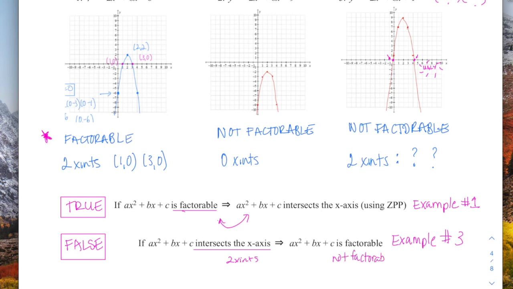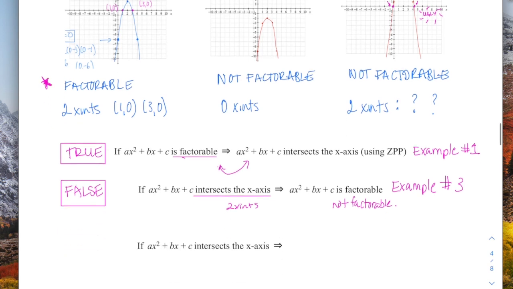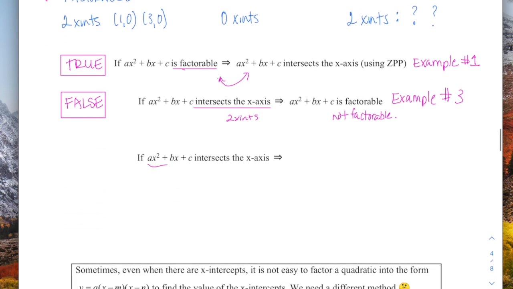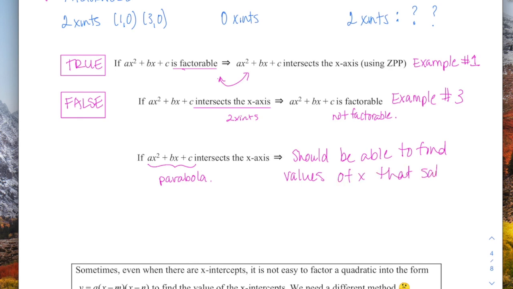What we can say though is that if ax squared plus bx plus c, if my parabola intersects the x-axis, I should be able to find values of x that satisfy ax squared plus bx plus c equals 0. So y equals 0 means x-intercepts. Okay, so how do I do that?